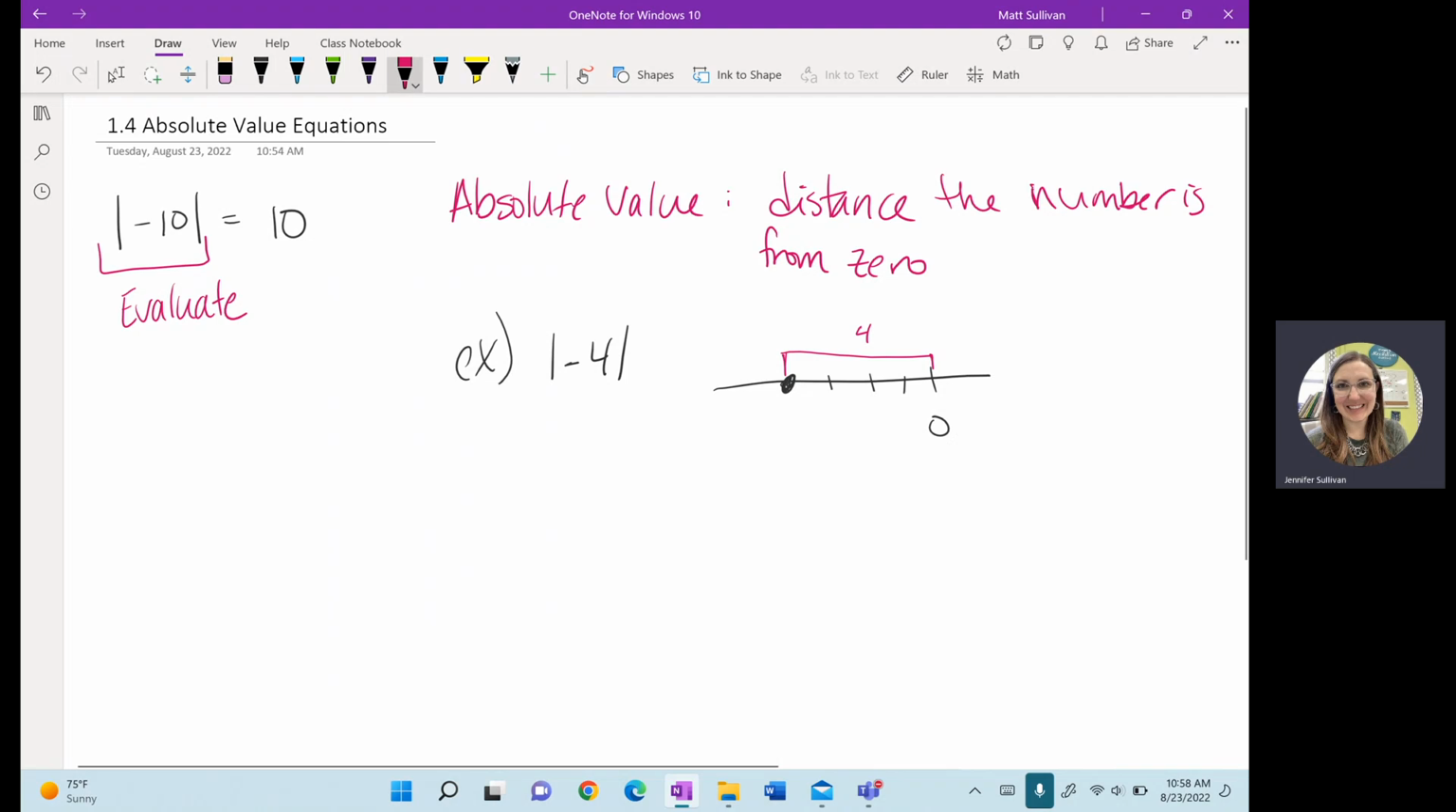Distance is always a positive number. The negative often refers more to direction. So that's something that you can do to think about this. You can think about how the negative is direction, but a distance is always positive.